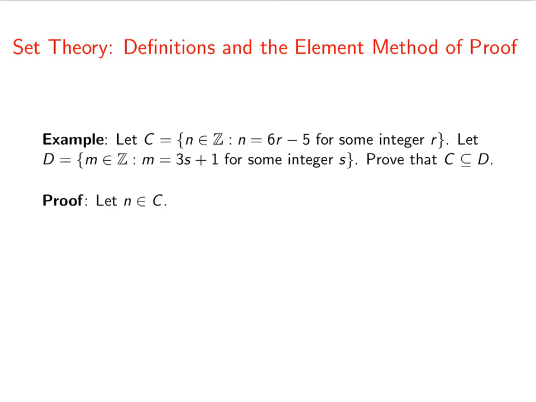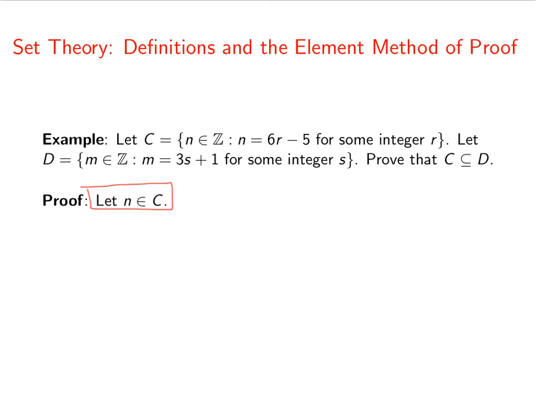Alright, the way the element method of proof is supposed to start is we need to select an arbitrary element of the set that we're trying to prove is a subset of the other one. So we're trying to prove that C is a subset of D. That means we need to choose an arbitrary element of C. And that's all that this sentence is really doing. We're saying let n be an element of C. That means it's an arbitrary element of C.